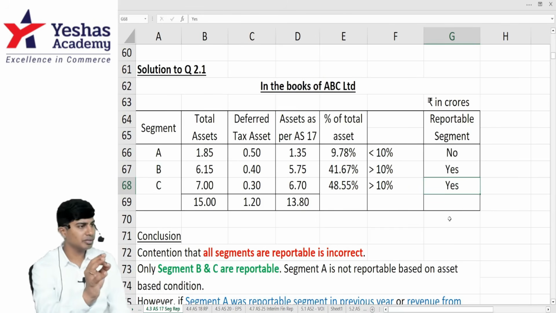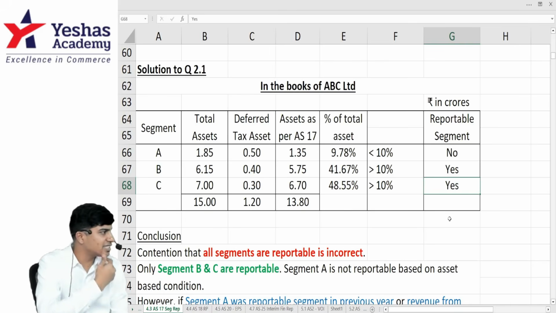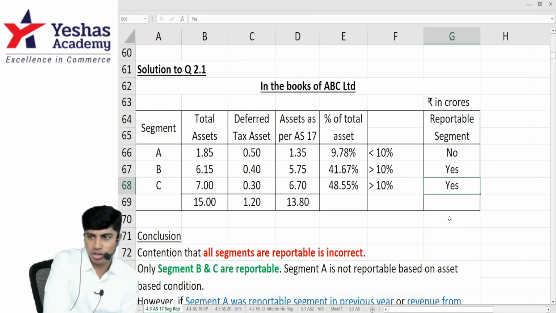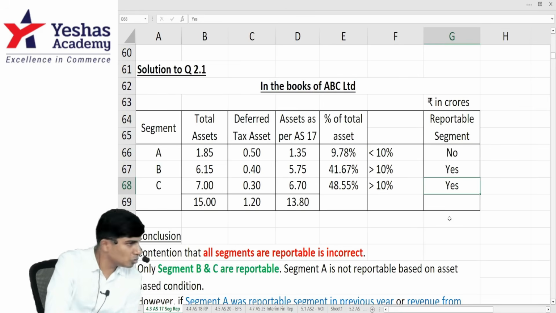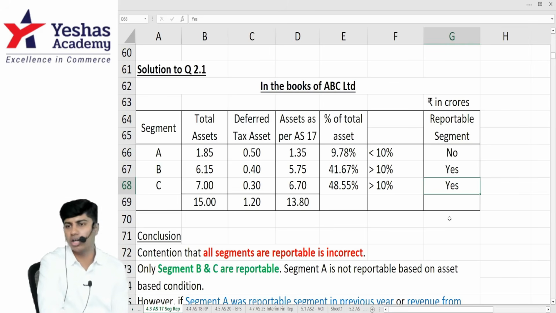Very important point. Deferred tax asset should not be included in the assets to compute the 10% criteria. Eliminate tax assets and liabilities from the total assets and then compute the percentage to check if it is 10 or more. If it is 10 or more, reportable segment. If it is not, then it is not a reportable segment.